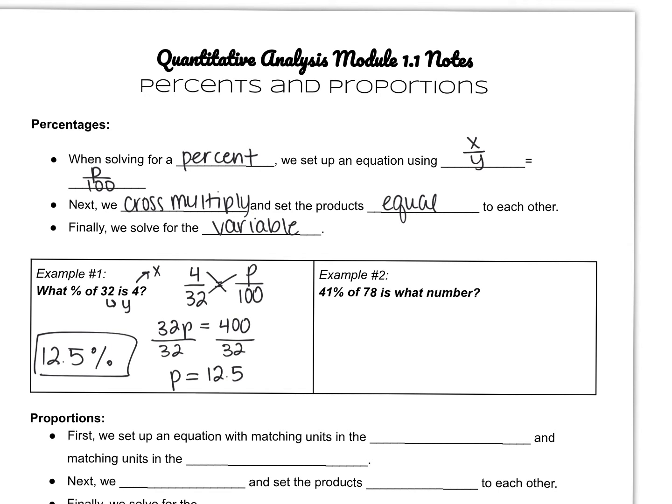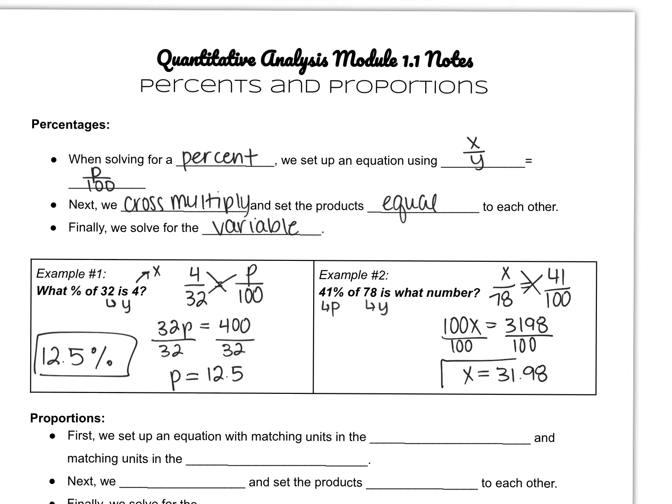Our second example asks us, 41% of 78 is what number? So 41 is obviously our p, 78 is going to be our y, it's our total. So we're trying to find the value that's 41% of 78. We're going to set it up as x over 78 equals 41 over 100. When we cross multiply, we're going to get 100x equals, and 78 times 41 is 3,198. We're going to divide by 100, and we're going to get x equals 31.98.